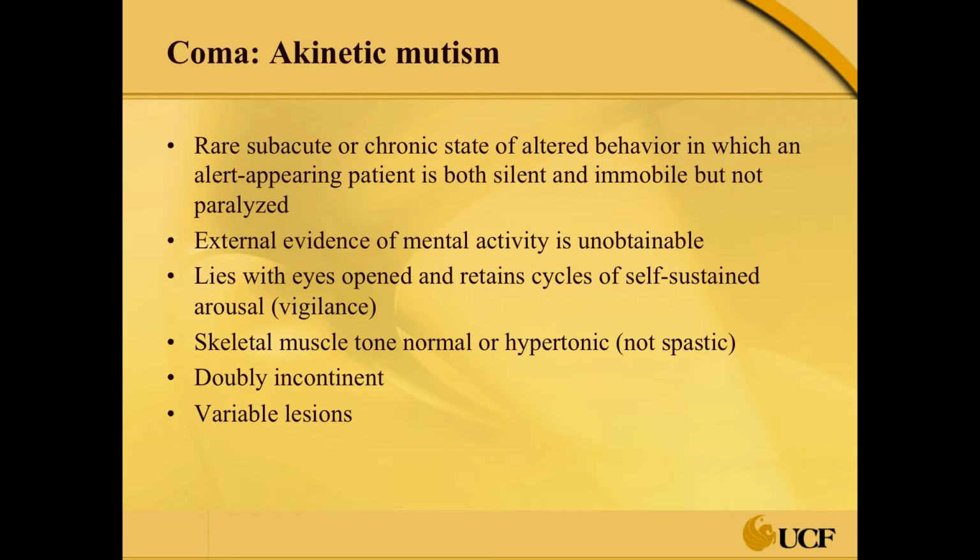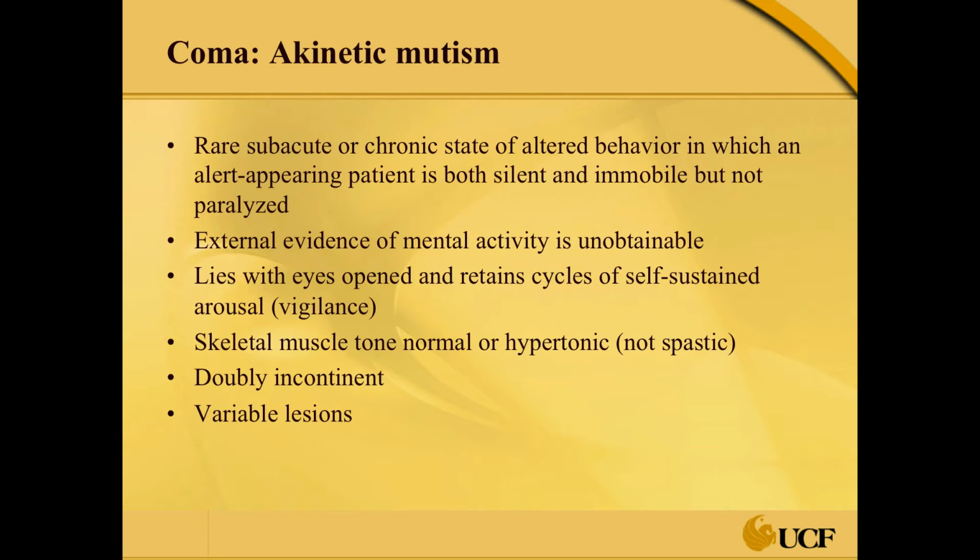They lie with eyes open and they retain a cycle of self-sustained arousal. Skeletal muscle tone can be normal to hypertonic but not spastic. They're doubly incontinent. Again, this is very similar to what we talked about before, where they get these variable lesions.